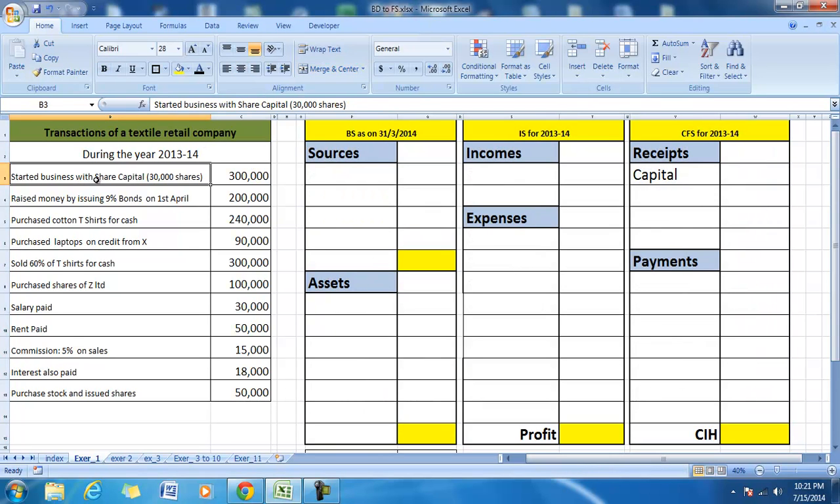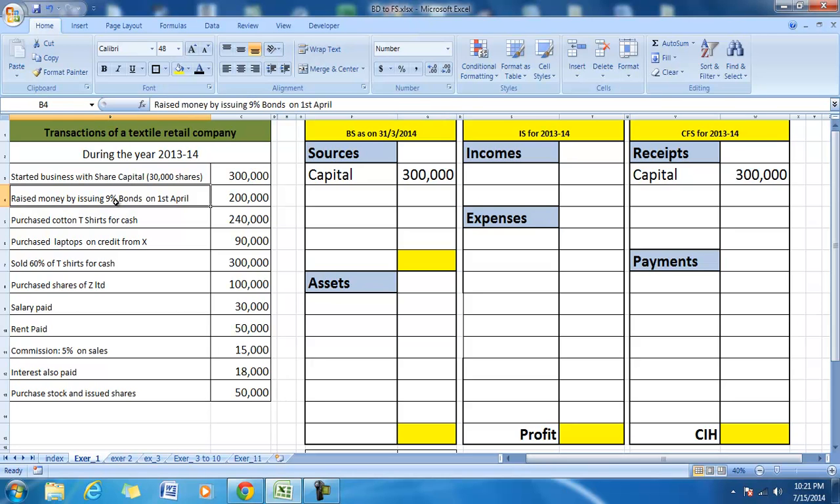When we are starting the business, the company is getting cash. So therefore it is a receipt for the company, and the receipt is 300,000. But this receipt is not an income but capital. So on the sources side, the capital will appear on the balance sheet.